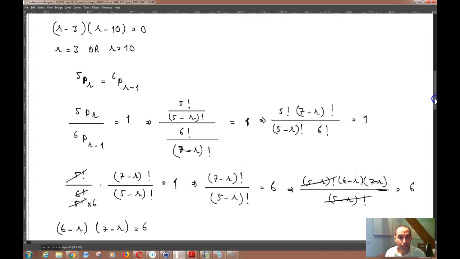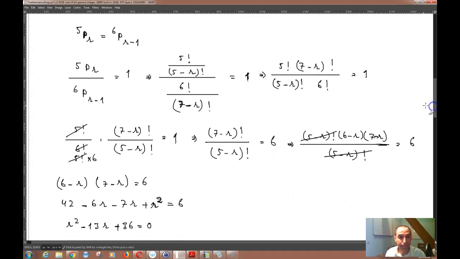So we have r is equal to 9 and r is equal to 4. And of course r is equal to 9 doesn't make any sense, because 5 permutation 9 is simply not possible. So I have to reject this answer. And so r is equal to 4. The answer to number 7 is 4.